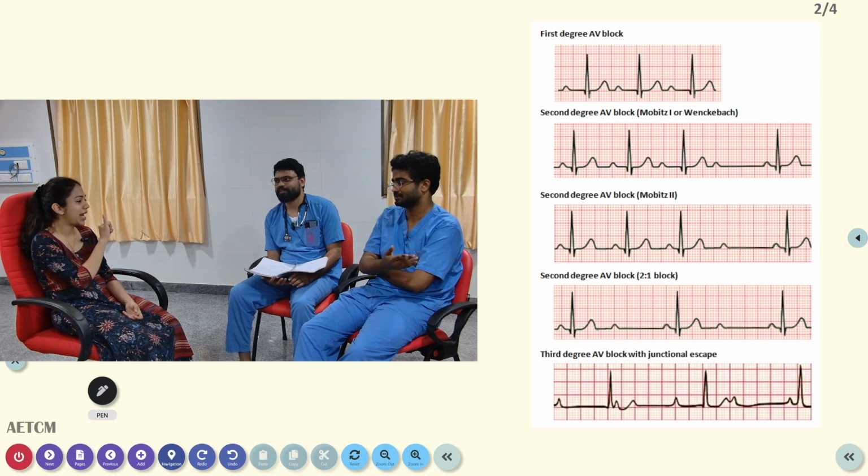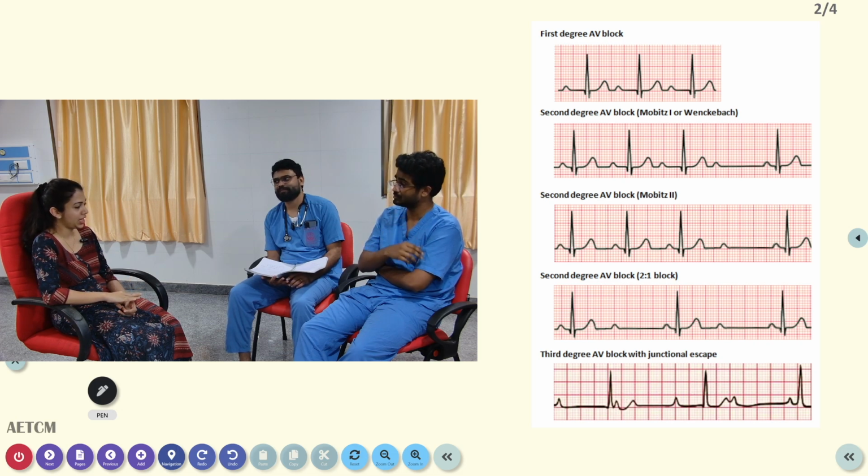Simple thing: sinus bradycardia is regular. Complete heart block is regular. Then first degree heart block is regular.